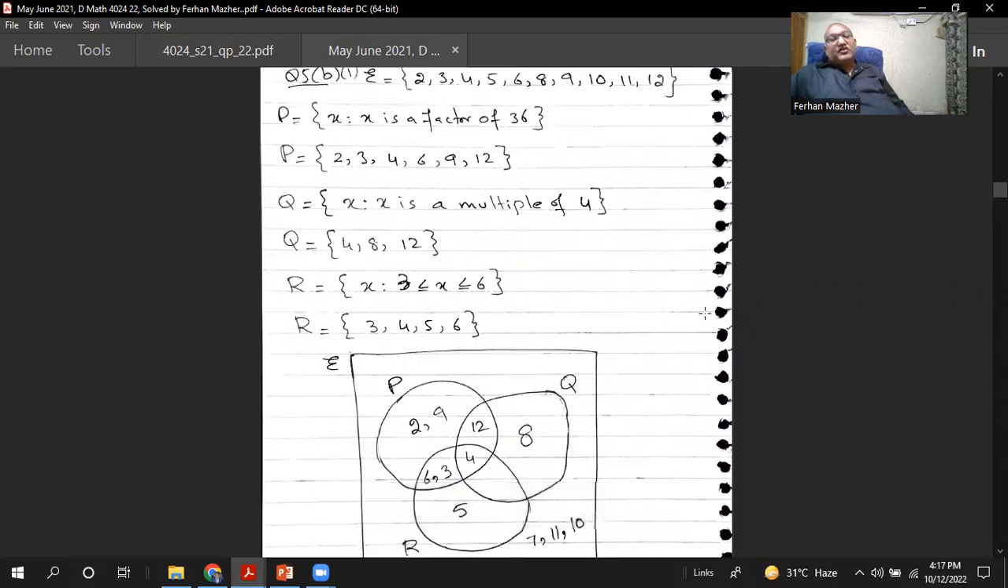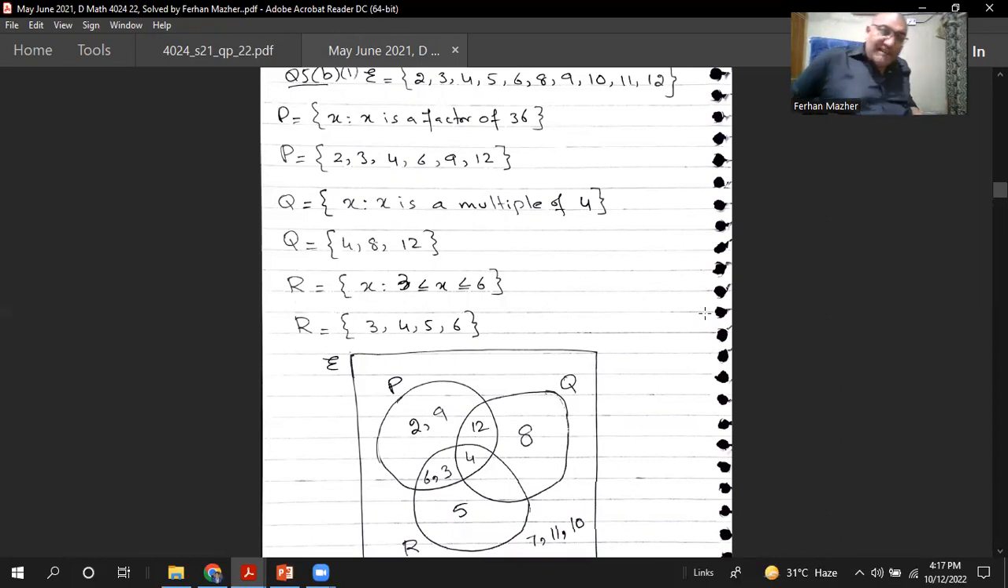So you can see, first of all, I will write which is common in all of them. There are three sets, P, Q, and R, and the rectangle represents the universal set. So the common between P, Q, and R is only 4. The common between P and Q is 12. The common between P and R is 6, 3. The common between Q and R is nothing. Means that 4 is there, but other than that, there is nothing.